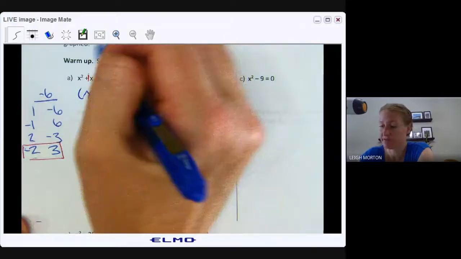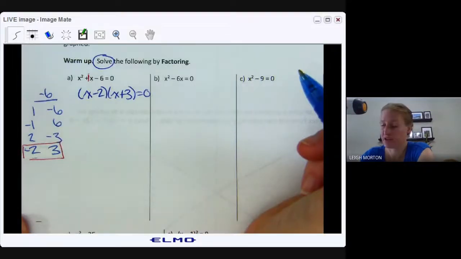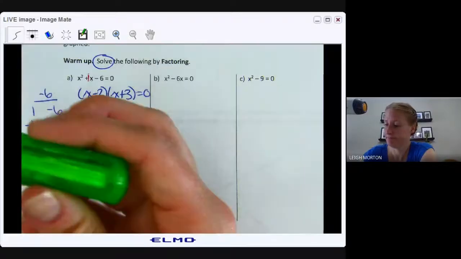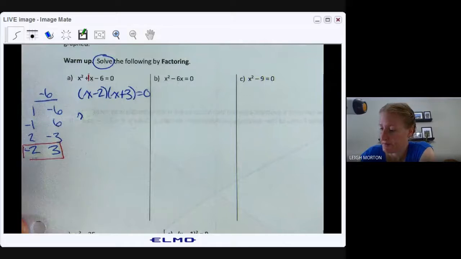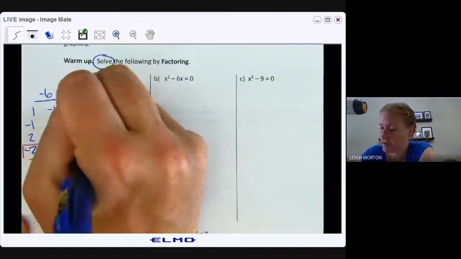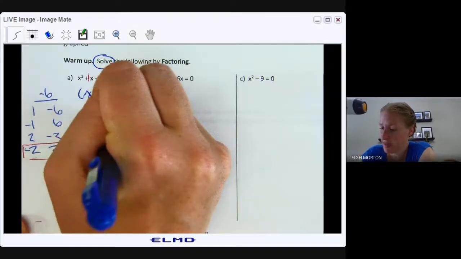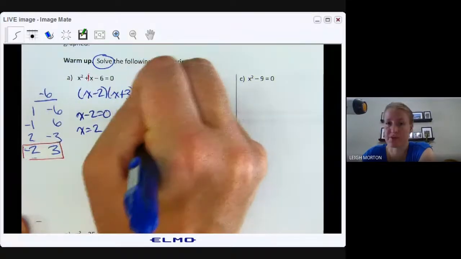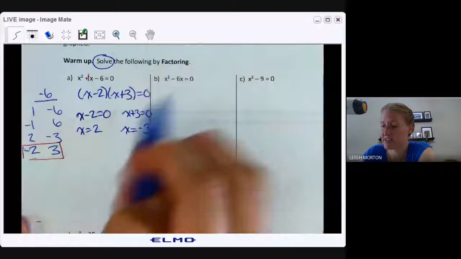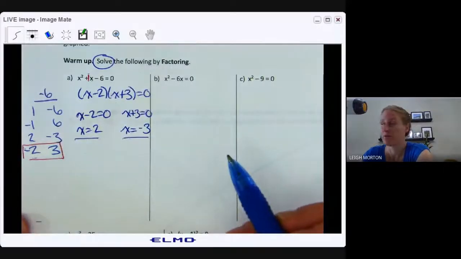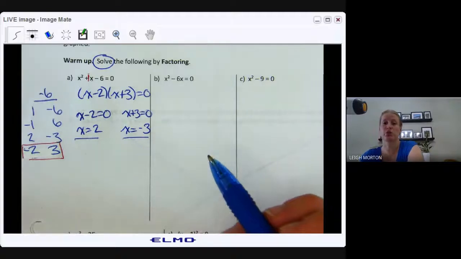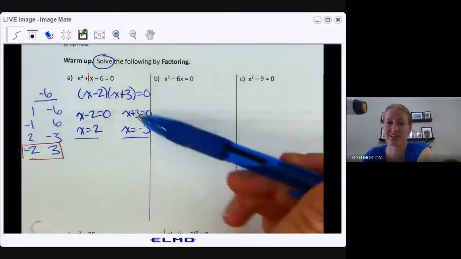Now it says solve. It doesn't just say factor. So then I would say, what are my x values? So x minus 2 equals 0, or x equals 2. X plus 3 equals 0, so x equals -3. And that is my solution. Remember how I described when we look at the zeros on a graph, we can call them zeros or roots or solutions.